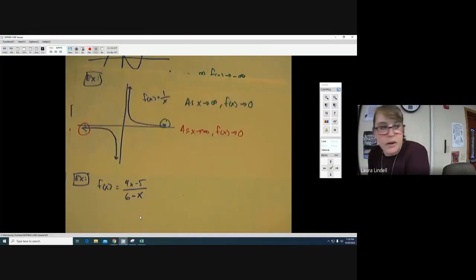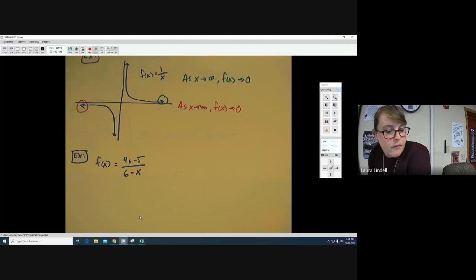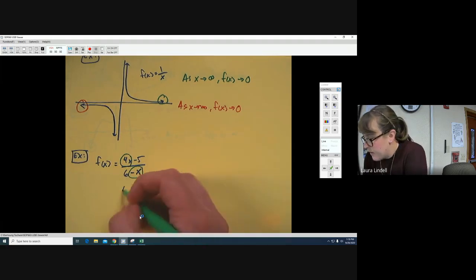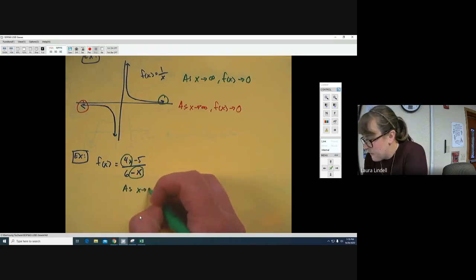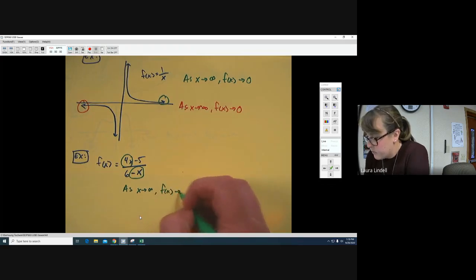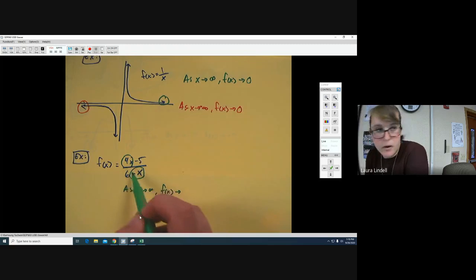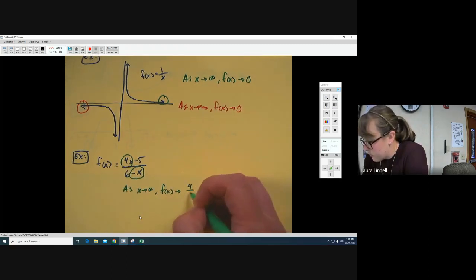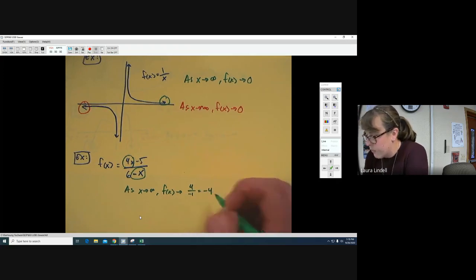So an easy way to figure out what our horizontal asymptote here is going to be, or what our end behavior is going to look like, is to pick the thing with the highest power of x on the top and on the bottom. And as x approaches infinity, f of x is going to approach the ratio of their coefficients here. So in this case, it's 4 over -1, which is -4.